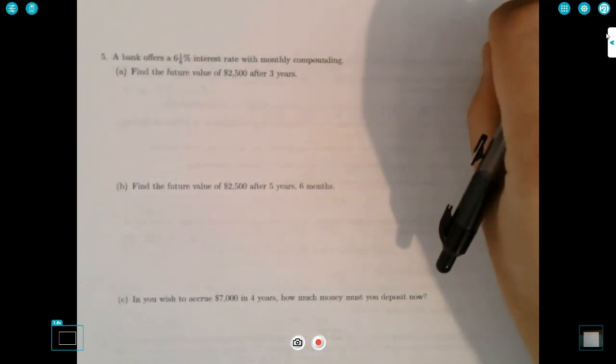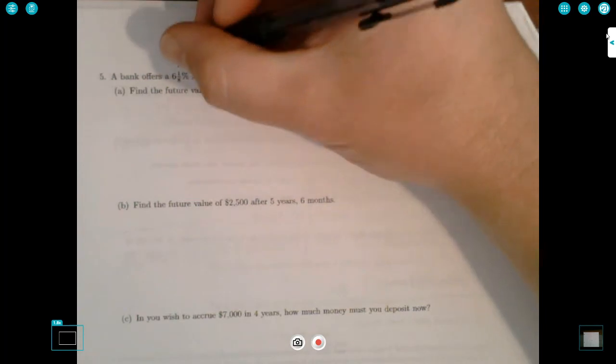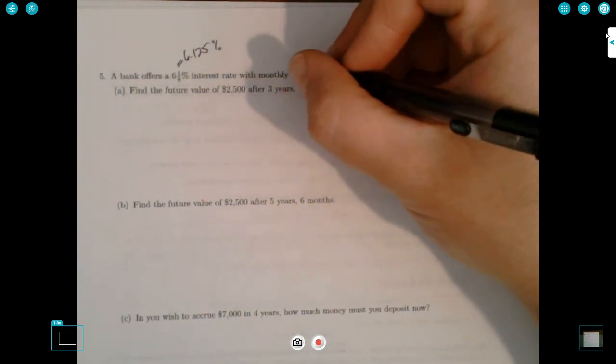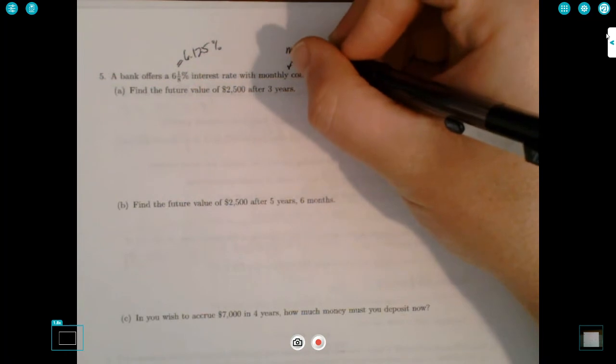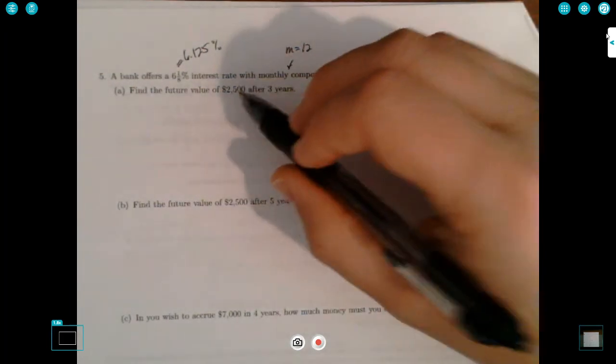Here's another set of examples. It says a bank offers a 6 1/8% interest rate with monthly compounding. This is kind of annoying, but your book does this sometimes, so I wanted to give you an example. But you can just change 1/8 into a decimal. So this is 6.125% interest rate with monthly compounding. If it's compounded monthly, then that means M equals 12. If it's compounded monthly, then it's compounded 12 times per year. So M equals 12.